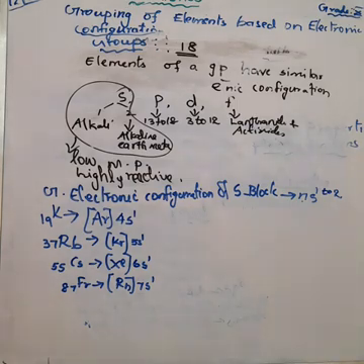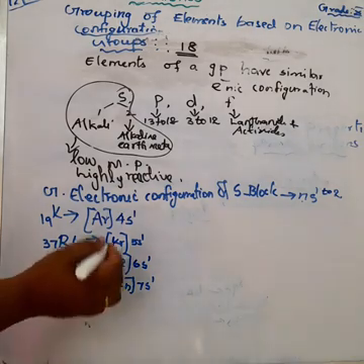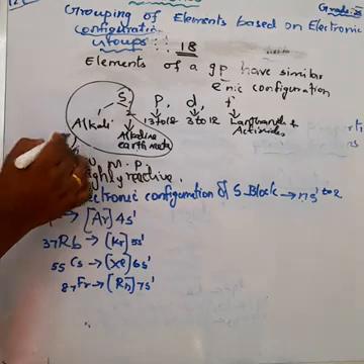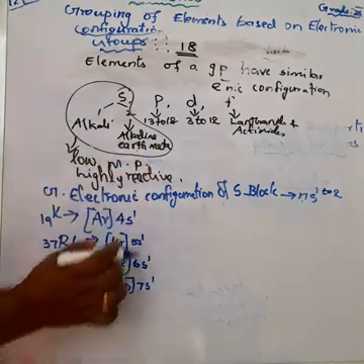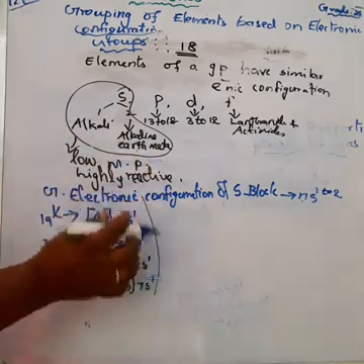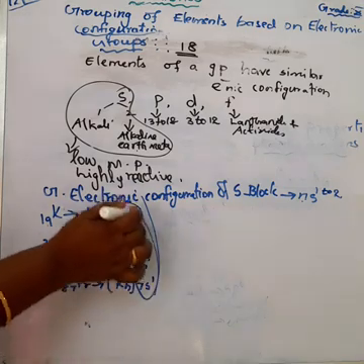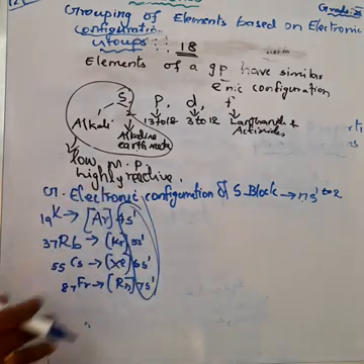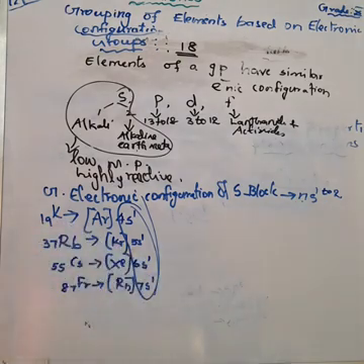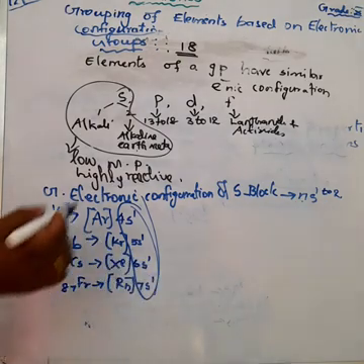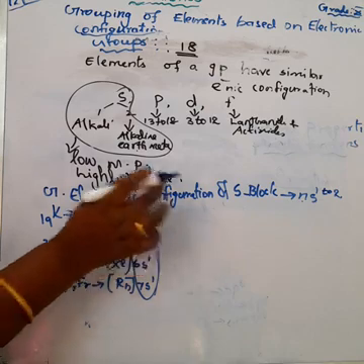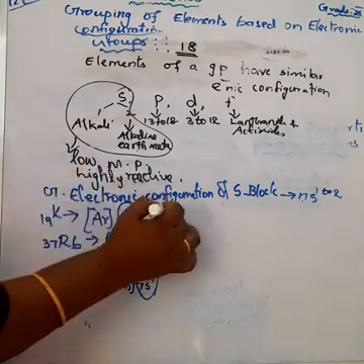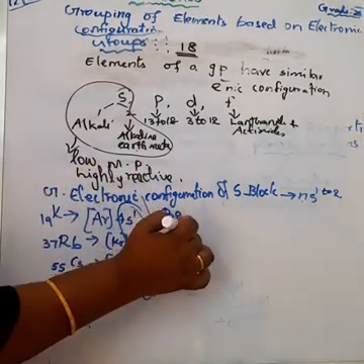So this is the S block element. In the S block there are two groups, the alkali metals and the alkaline earth metals. These are the group 1 alkali metals, and all group 1 elements have similar outer shell electronic configuration, so they have similar chemical properties. Understood? Like that the group 2 elements also: beryllium, magnesium, calcium, strontium, barium and radium.